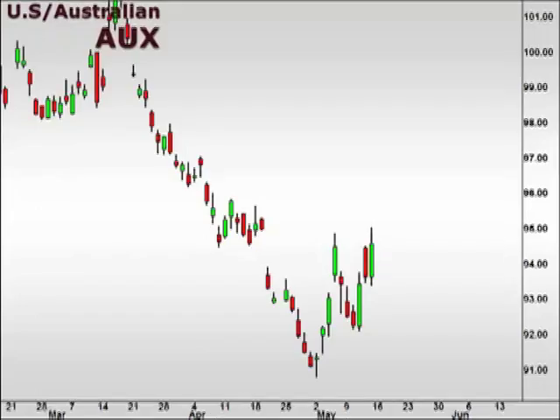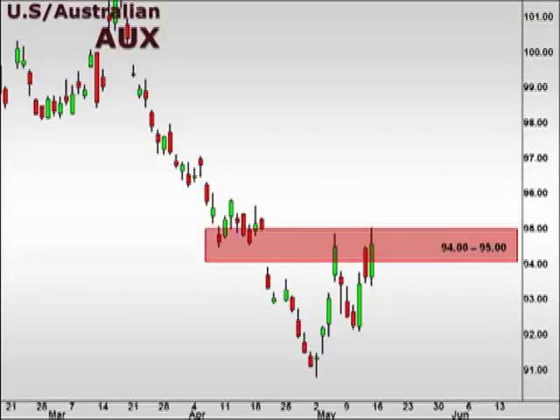Let's take a look at the AUX, the US versus the Australian dollar. Well, the AUX completed a second test of the 94.95 resistance. A break above 95 opens the window for a much larger retracement. However, failure here could confirm a near-term double top, yielding a drop which could possibly extend back down to that 91 level.